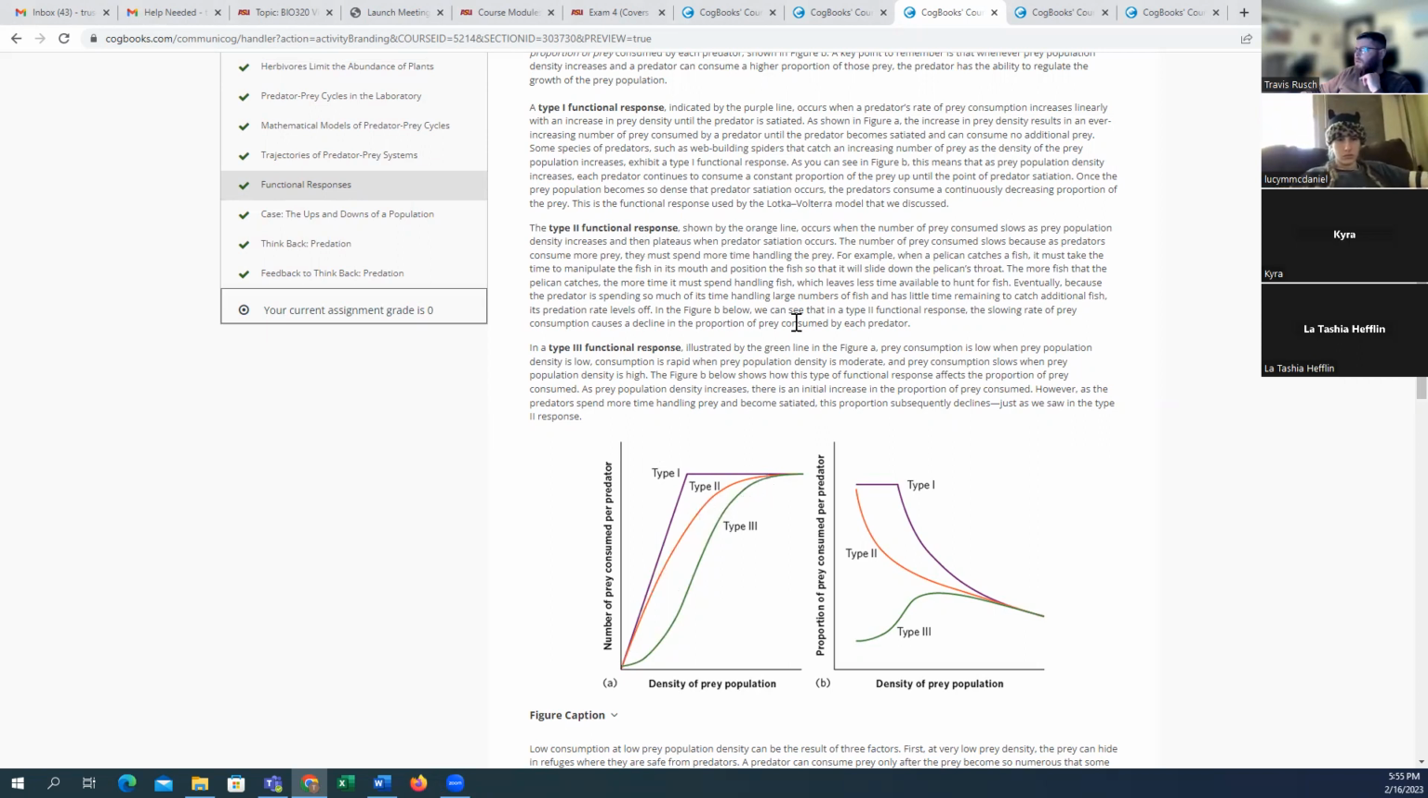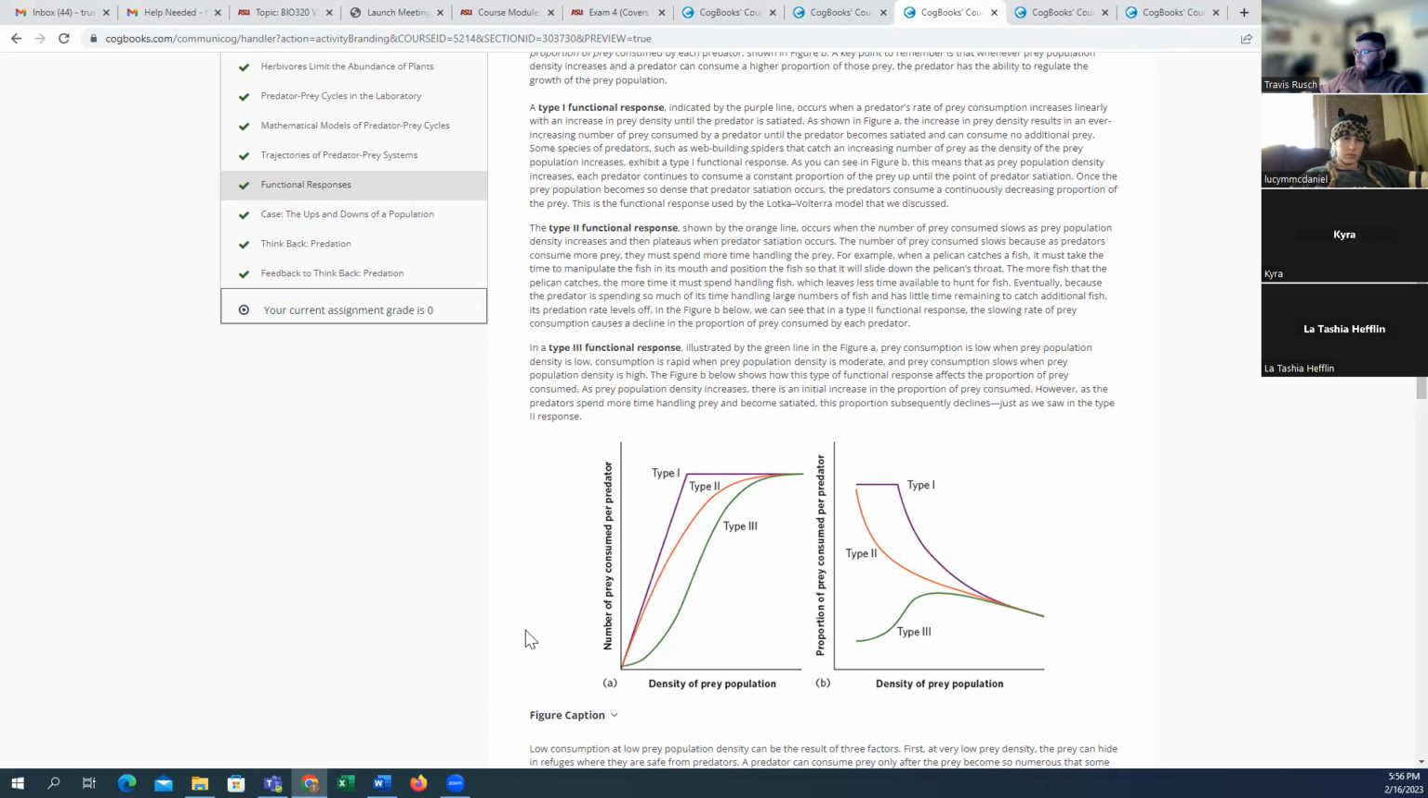And that has to do with, I think, does it say handling time? Yeah. So that has to do with, they must spend more time handling the prey. So this doesn't assume really any handling time because it's an increase that's constant. This, because it's not constant, that curve is due to differences in handling the prey. Then what about a type 3? Why is this almost like an S-shaped curve? What's happening there?